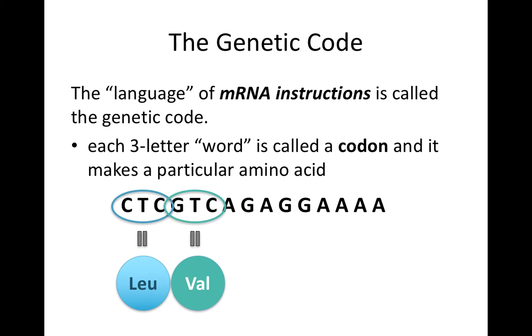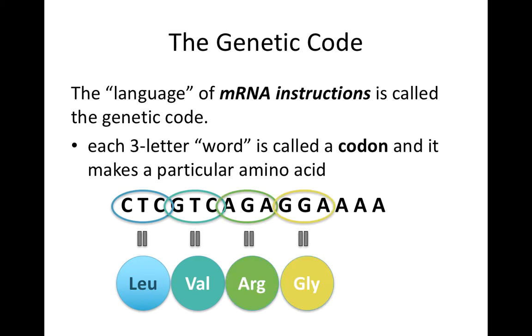You don't have to memorize these, I'm just telling you what they are. These 3 code for another amino acid. These 3 code for another amino acid. And these 3 code for another amino acid. Notice that each one of these is 3 nucleotides. So a codon is 3. And each of these 3 nucleotides codes for 1 amino acid. It could be different, it could be the same, and we'll see how we figure that out.